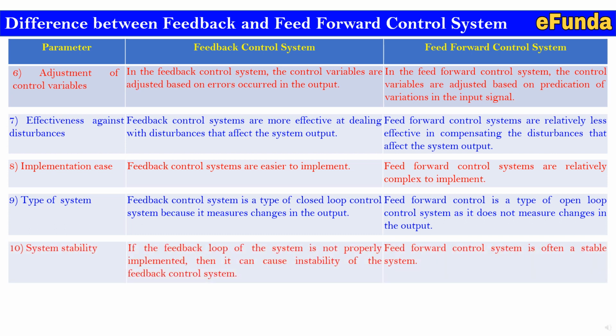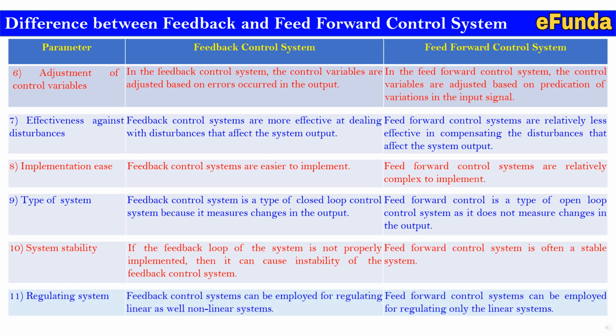Tenth, system stability. If the feedback loop of the control system is not properly implemented, then it can cause instability of the system in the feedback control system, whereas feed forward control system is often a stable system due to open loop concept. Eleventh, regulating system.